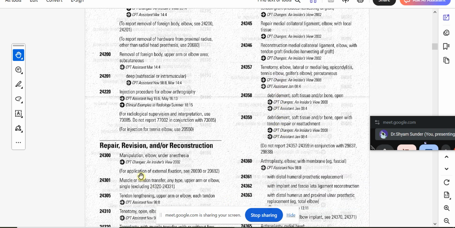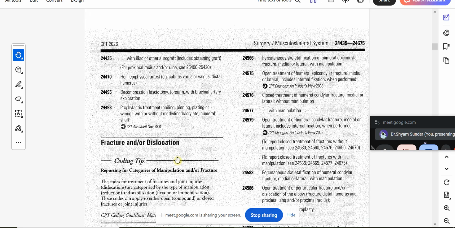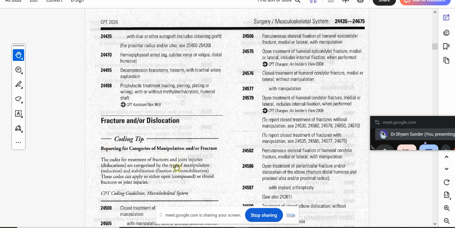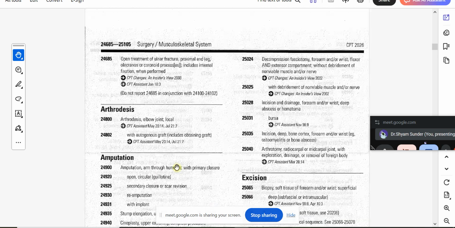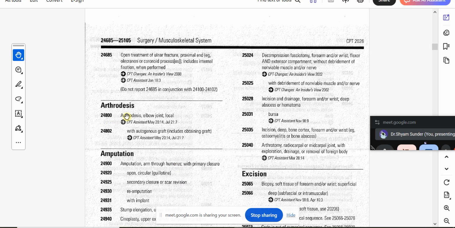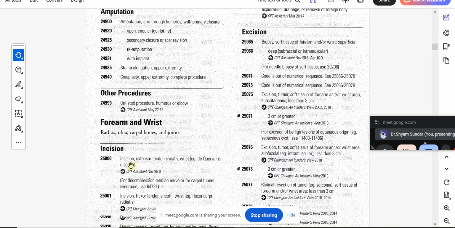Then what follows is another heading: repair, revision, reconstruction. Then fracture, dislocation treatments, arthrodesis, amputation, other procedures. That's the end of the body area. The same methodology is followed for every body area. You need to understand how the headings and procedures are arranged under every body area. Then your navigation and browsing will be easier.